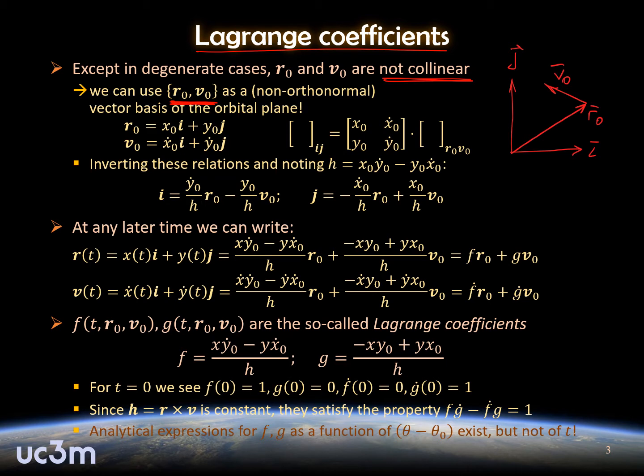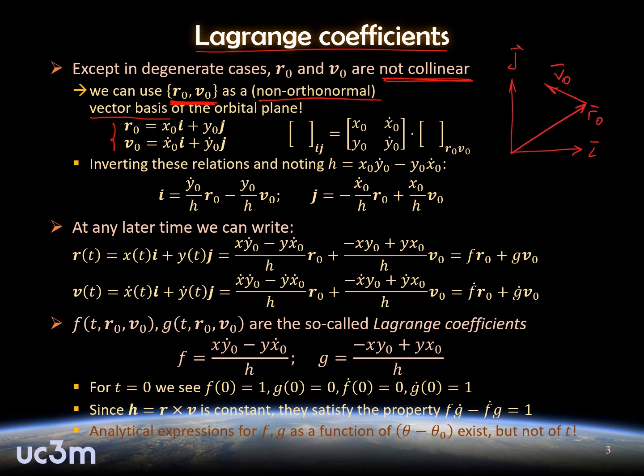So the fact is that we can use these two vectors, which are not unitary and not orthogonal. We can still use them as a special vector basis of the orbital plane. But remember that this will be a non-orthonormal vector basis. That means that any vector that lies in this plane, for example, the position at any later time and the velocity at any later time, can be expressed in this vector basis. So we can define these initial position and velocity vectors in terms of our standard vector basis i and j in the orbital plane, as you can see over here.